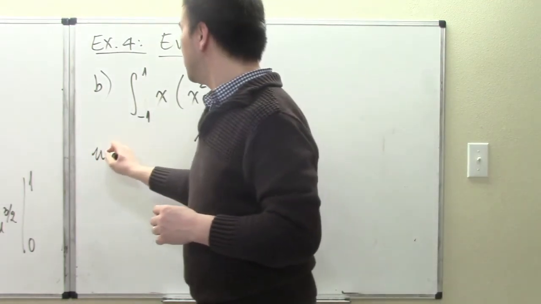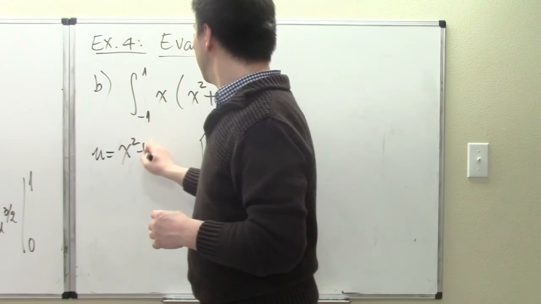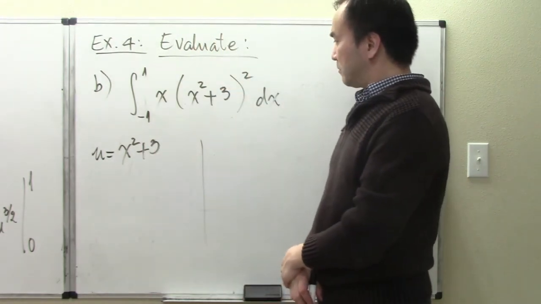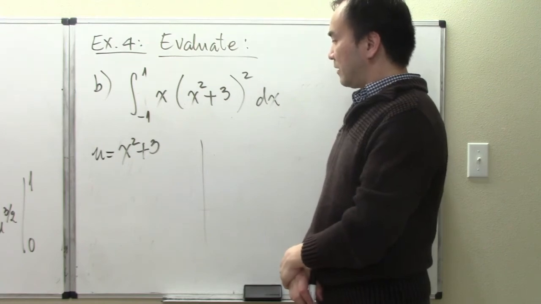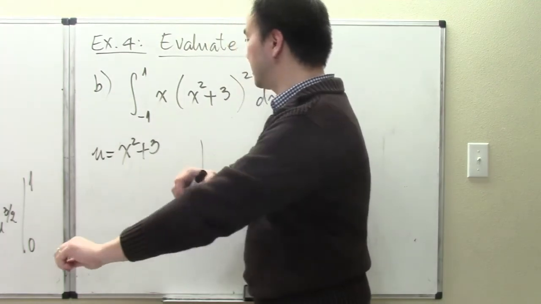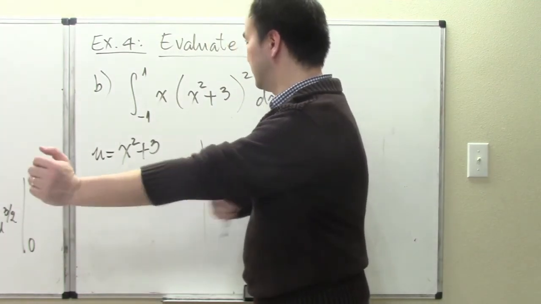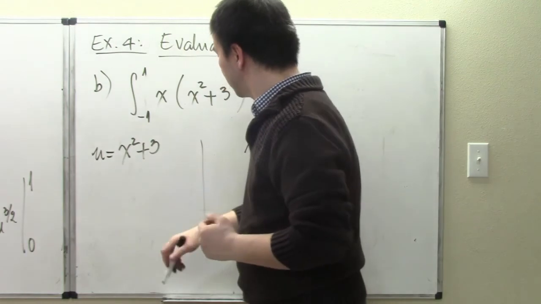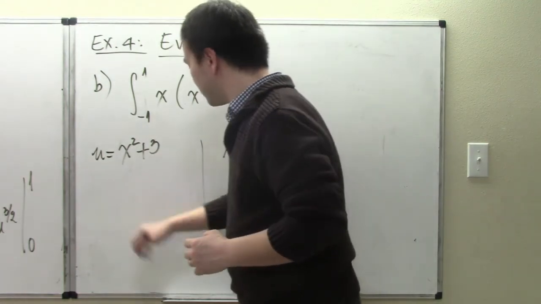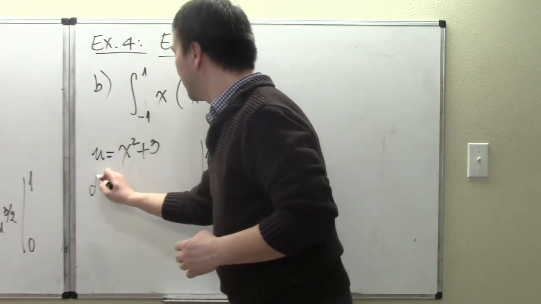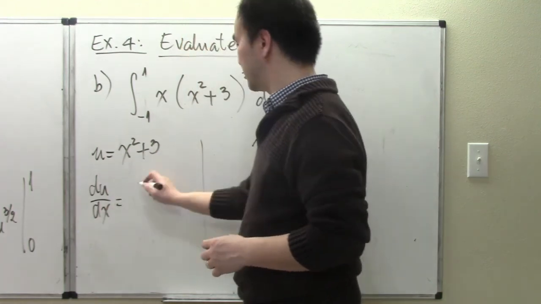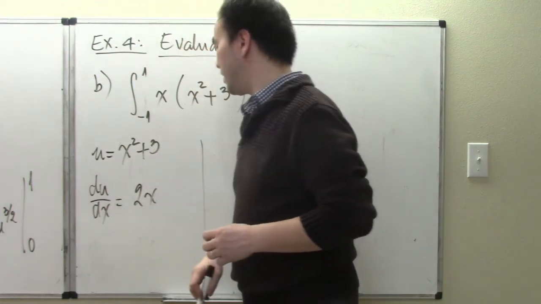So u equal x squared plus 3. Okay, u equal x squared plus 3. All right. And so now with that, it gives me du dx equals 2x.